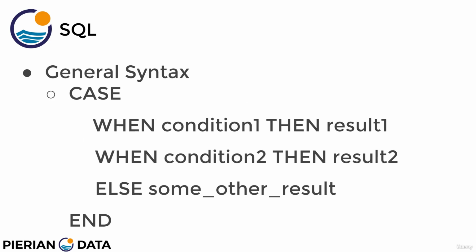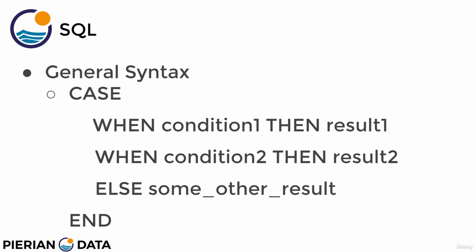And the way it works is, at the very beginning, we're going to start off with the case keyword. And then we have when and then keywords. So we start off by saying case, and then when a certain condition is met, then have some sort of result returned. And then if we want to check against another condition, we can keep listing them. So when condition 2 occurs, then return result 2. And finally, at the end, we can have an else statement, which basically says if none of the above conditions are met, then return some final other result. And then we can end that.